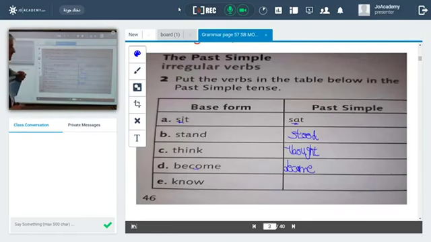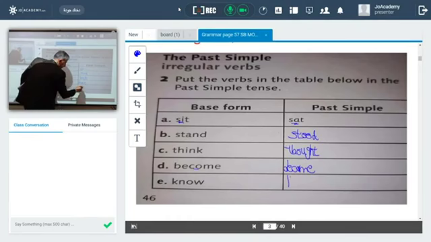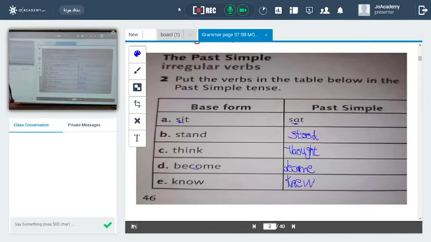Okay, become becomes became. We change the O into A, and the verb know. Okay, K is silent here. We don't say "k-now," we say "now." Becomes new. Okay, we'll find it here with the K alphabet. K, no, new. Okay, so know becomes knew.